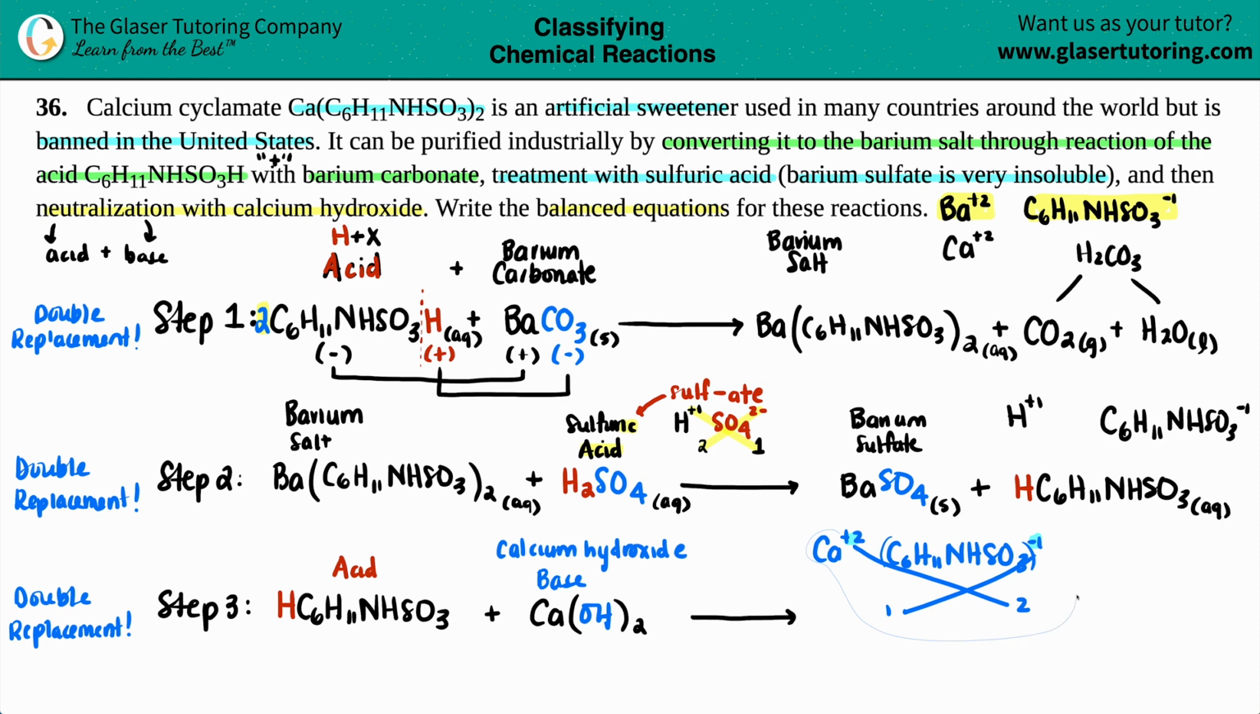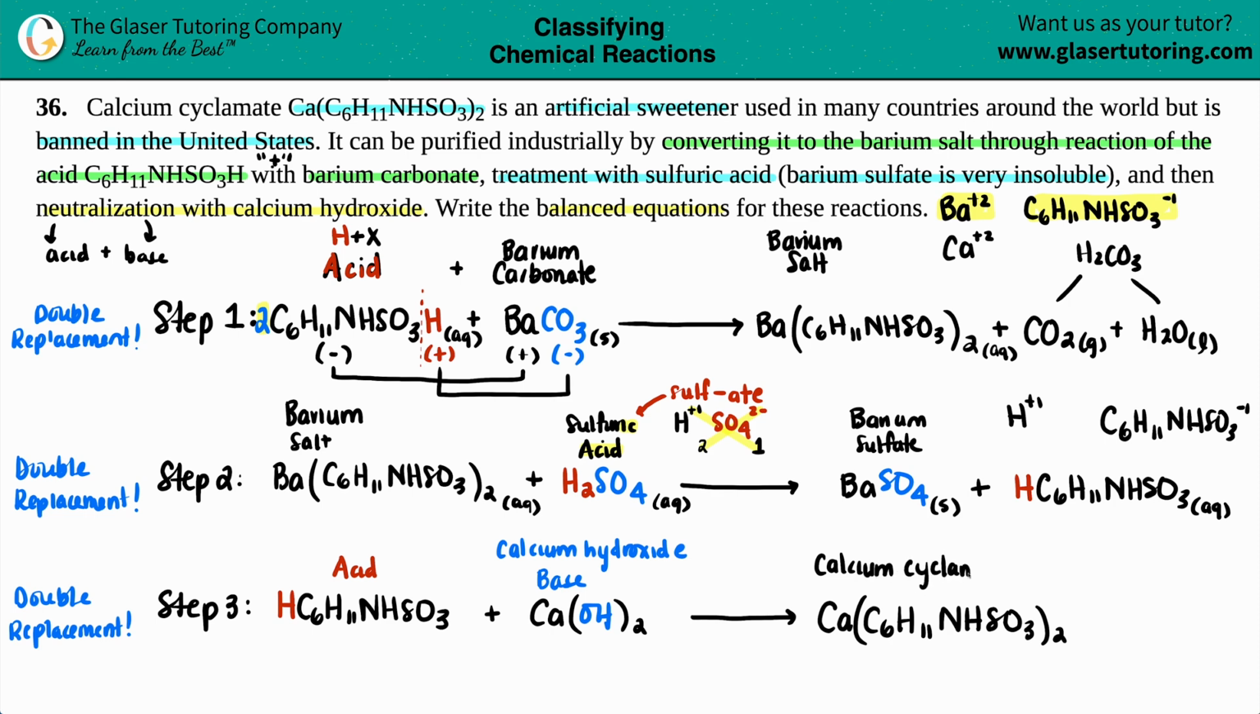I'm just going to pause the video if you need it. I just need to erase this just because I need room to put the product, but it's literally the product of what was at the beginning, Ca(C6H11NHSO3)2, and this is the calcium cyclamate. And then we're just taking the H with the OH.